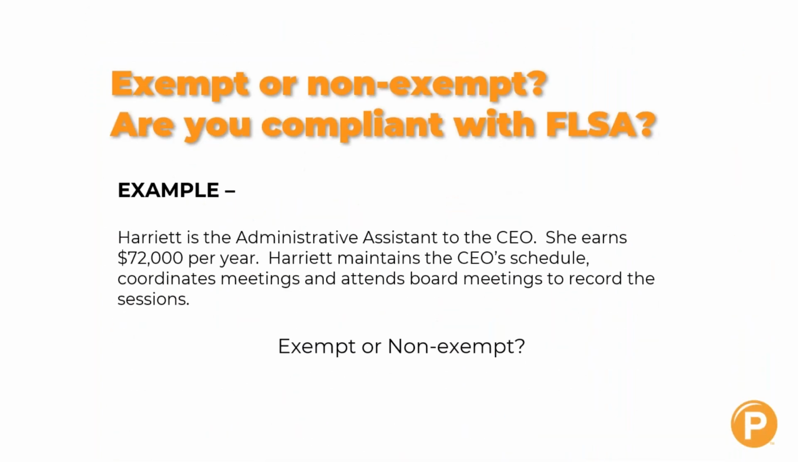Here's another example of the administrative exemption. Harriet is the administrative assistant to the CEO. She earns $72,000 a year, so she's okay as far as the wage goes. And she maintains the CEO's schedule. She coordinates meetings and attends board meetings to record the sessions. Is Harriet exempt or non-exempt? Well, I'll bet you anything, Harriet is on the books as being exempt. But she is actually non-exempt because she's not exercising any discretion or any judgment. She's doing what she's told.